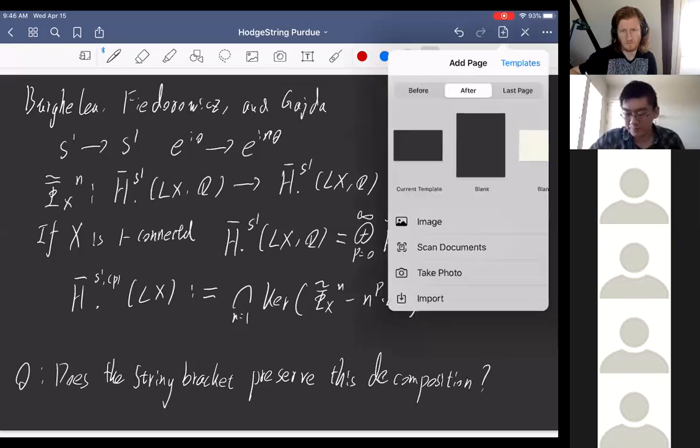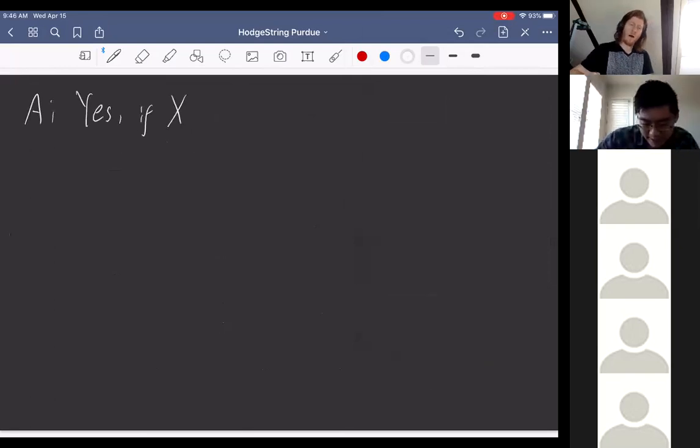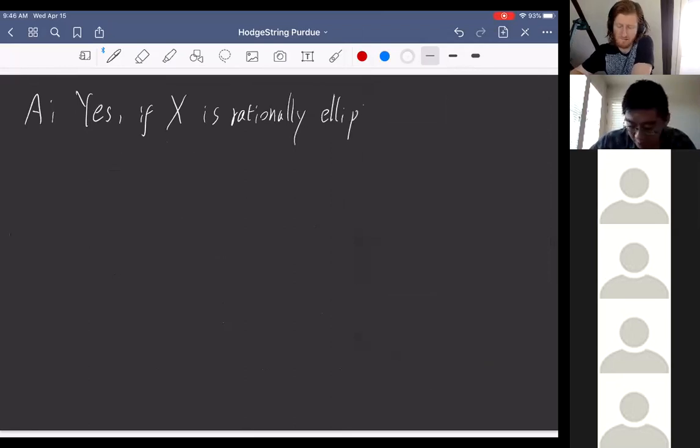Let me first write down the answer. The answer is yes, if X is rationally elliptic. That's the condition we need to add, at least for our argument. Rationally elliptic basically means that you look at rational homotopy groups, the homotopy groups tensored with Q, and the total dimension of the rational homotopy groups is finite.